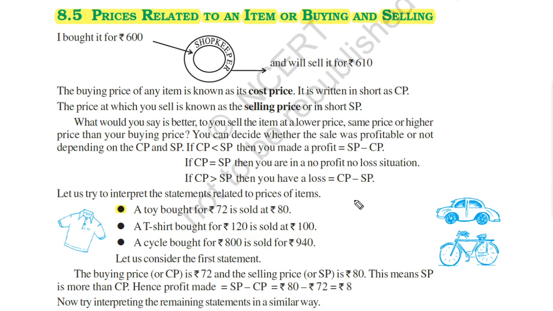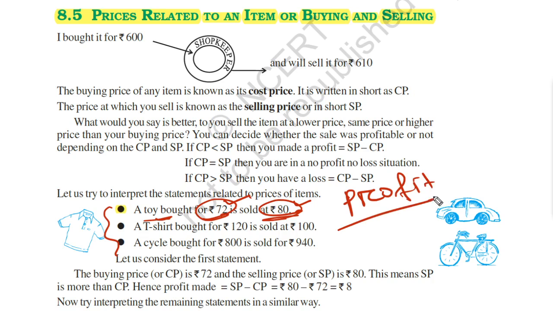Now if you look here, you bought a toy for 72 and sold it for 80. That means you bought for 72 and there is some surplus money in your pocket. You have some extra money. What is that? That is the profit. So what is the profit? Profit will be 80 minus 72, which is equal to rupees 8. So you have 8 rupees profit here.